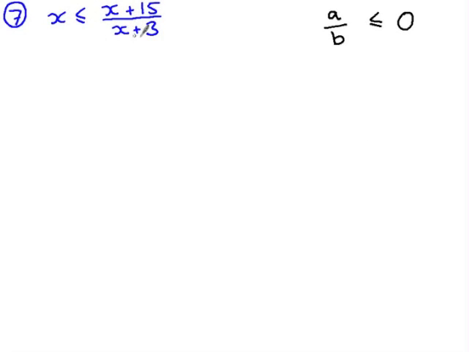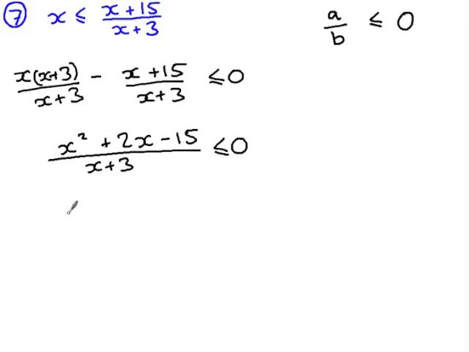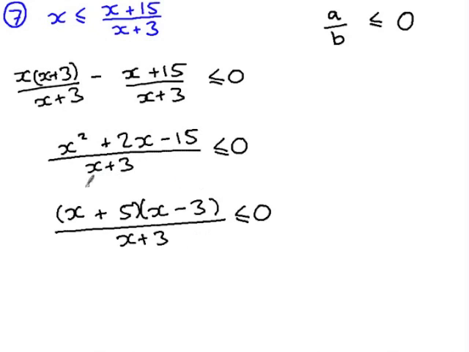So I'll start by subtracting x plus 15 over x plus 3 from both sides. And because I want to combine these terms into a single fraction, I'm going to multiply x by x plus 3 over x plus 3. So my common denominator is x plus 3, and if I expand and combine the numerators and then factorise, I now have the inequality in a form which enables me to use this quotient method.